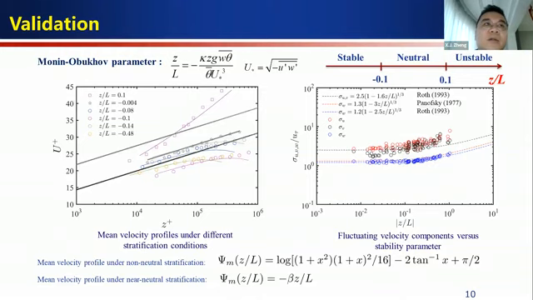As a validation, we firstly compare the mean velocity profiles with different stratification conditions, as shown in the left figure. Lines are theoretical solutions for various stratification parameters. Points are measured data at corresponding z/L values. The right figure shows the components of fluctuating velocity versus stratification parameters. So our measured data are appropriate for investigating non-neutral and non-stationary flows in the ASL.